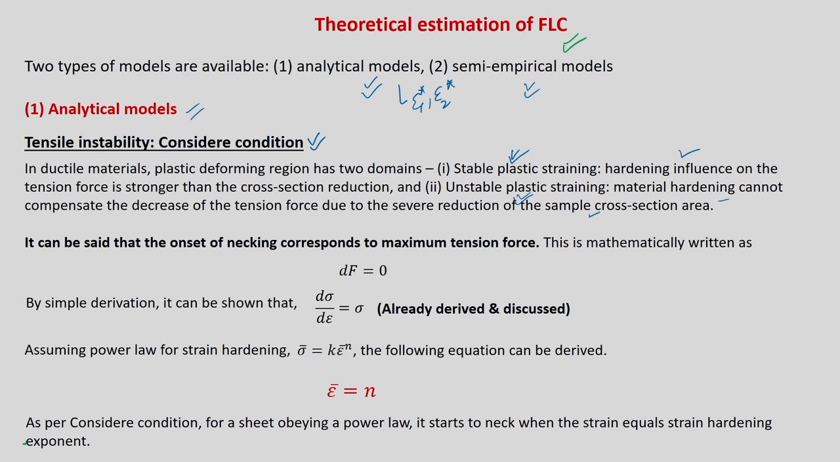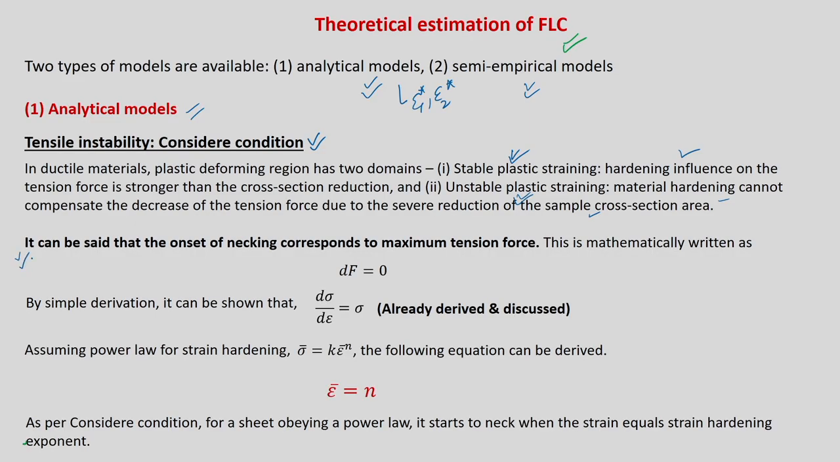So your hardening is going to help the tensile force to improve in the first zone. But in the second zone, the hardening is not going to compensate the decrease in load, which is happening because of a significant reduction in area of cross section. This finally leads to the typical stress strain behavior which we have seen. Given that situation, this transition is going to happen at one particular place, from stable plastic response to unstable, and at that stage it can be said that onset of necking corresponds to maximum tension force, and it can be written mathematically as dF equal to 0.